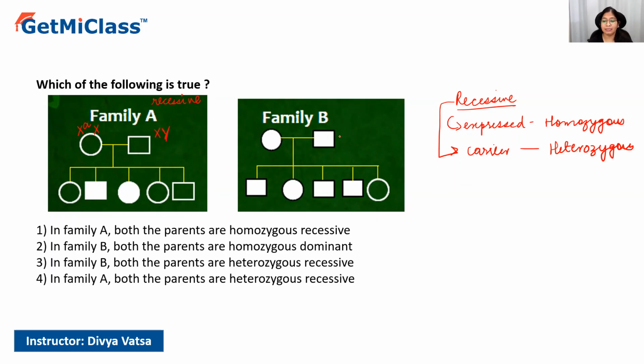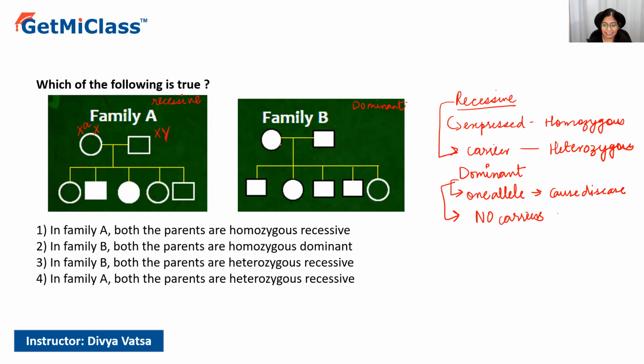In family B, we can see that this particular disease is a dominant disease, because it is not skipping a generation. Now, which type of dominant is this? Always remember that in a dominant disease, even one allele will cause the disease. Even if one allele is there, the person is suffering. There are no carriers here.